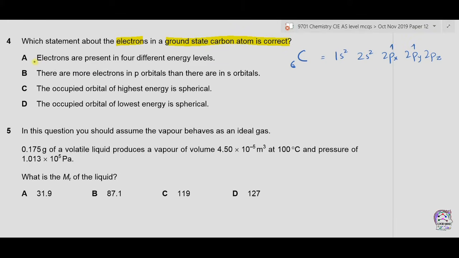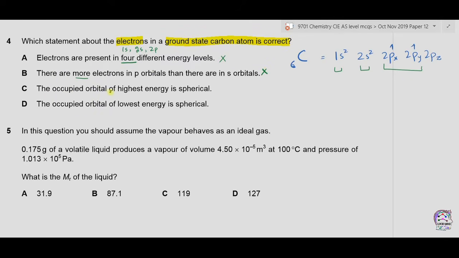Moving towards the statements, we have A. Electrons are present in 4 different energy levels. As we can see, there are 3 different energy levels. One is 1s, second is 2s, and third is 2p. So it is incorrect. B. There are more electrons in p orbitals than there are in s orbitals. As we can see, 2 electrons are present in p orbital and 2 electrons are present in each s orbital. So therefore this is also incorrect.